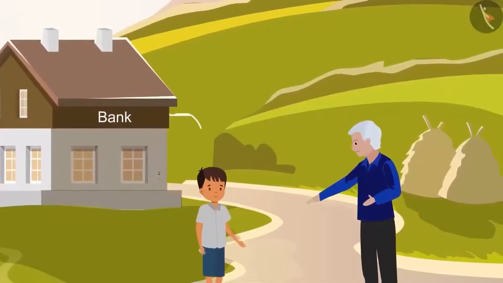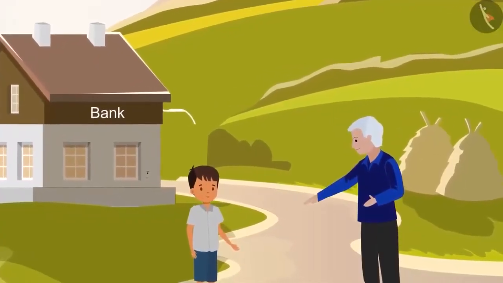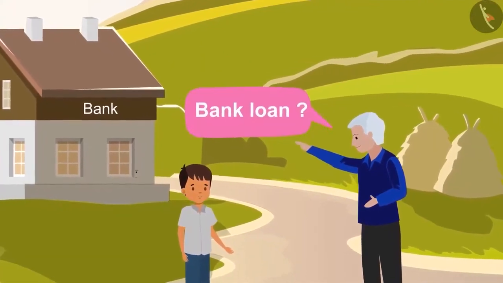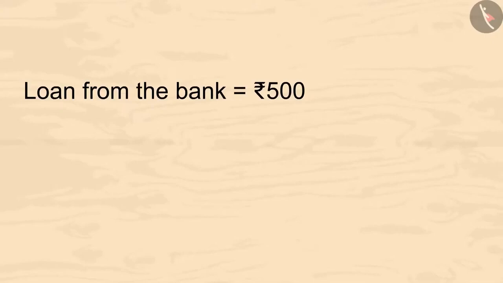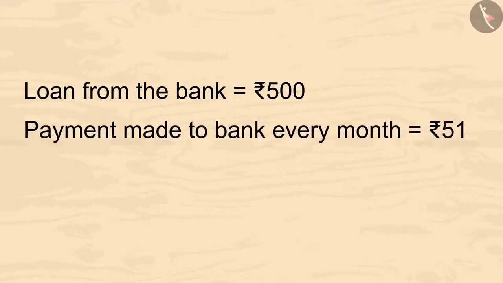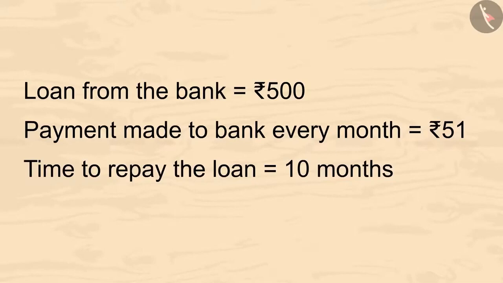He was suggested by his uncle to take a loan from the bank for his vegetable cart. Vimal had borrowed 500 rupees from the bank to set up the vegetable cart. As a result, he pays 51 rupees to the bank every month. Vimal told his father that within 10 months, he will repay all the money to the bank.